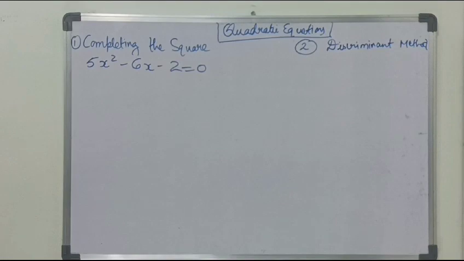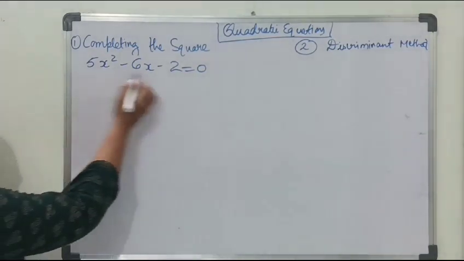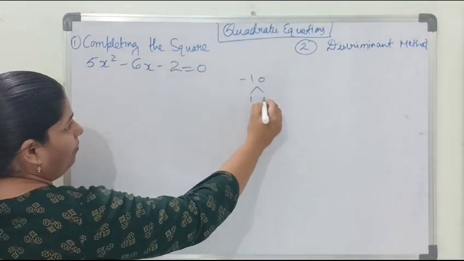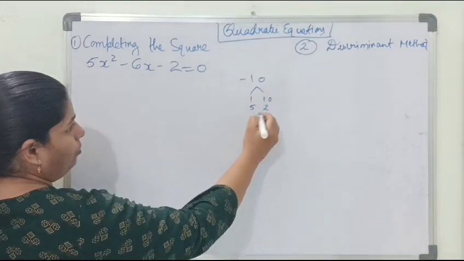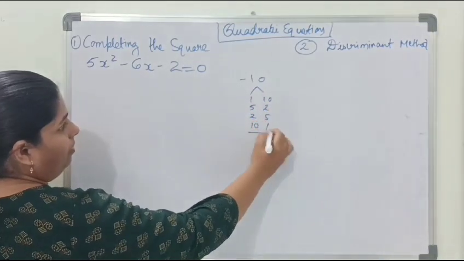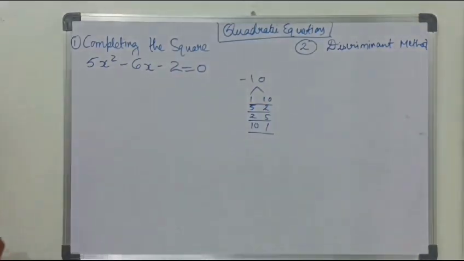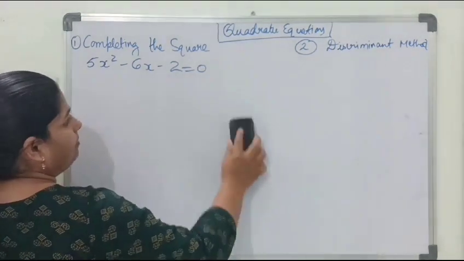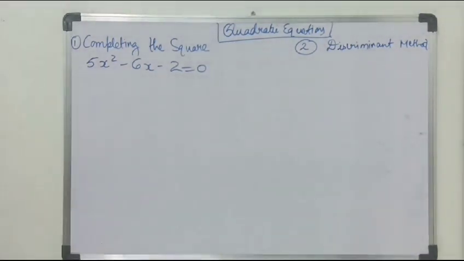Now, how to do this method? We will see that. First of all, we will try to find the roots by using the factorization method or splitting the middle term method. Let's see, 5 times 2 is minus 10. The factors of minus 10 will be 1, 10, 5, 2, 2, 5, 10 and 1. By adding or subtracting any of the above numbers, we are not getting minus 6. Therefore, we have to use some other method to get the answer. The other method is completing the square.